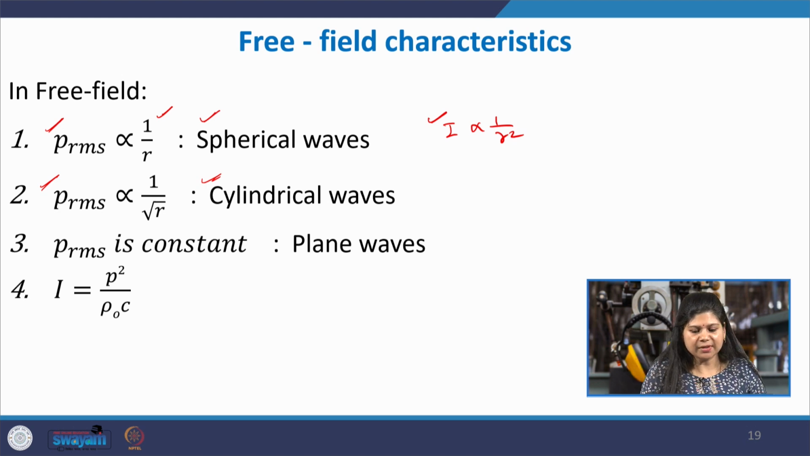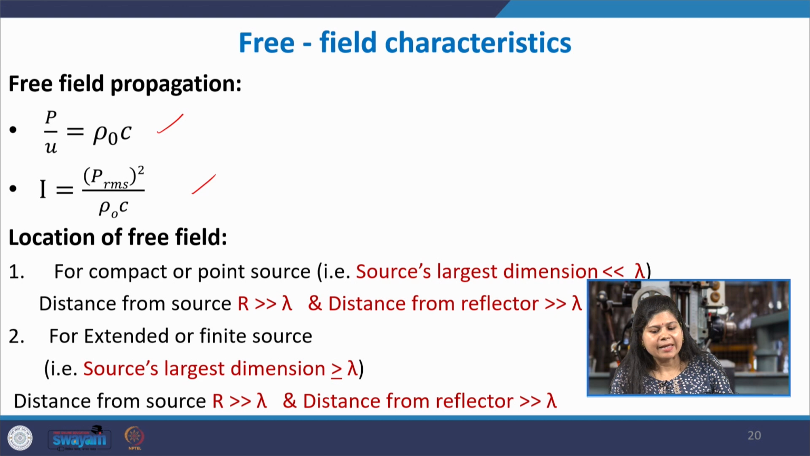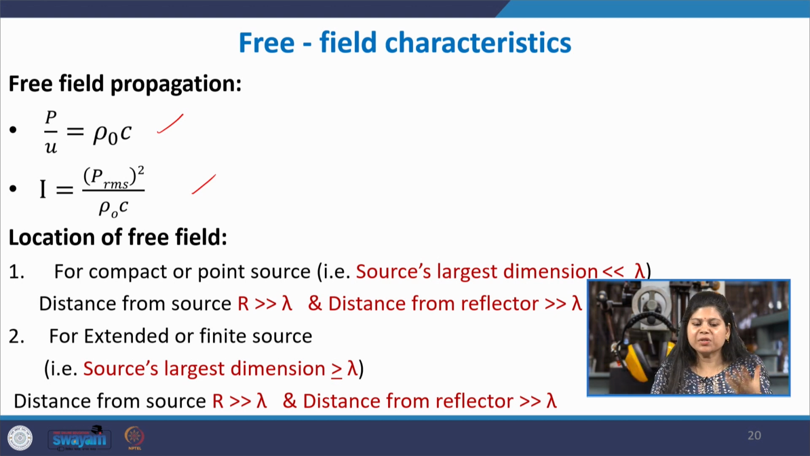Then, for the plane waves it remains constant. The equation that we derived for the intensity, P square by rho c, and P by U equal to rho c, all of these equations are valid for free field propagation. What is the location of the free field? Here, obviously, you have to be in the far field and away from any reflector. So, both conditions have to be satisfied. Both for compact sources as well as for extended sources, we have the same condition or location for a free field.